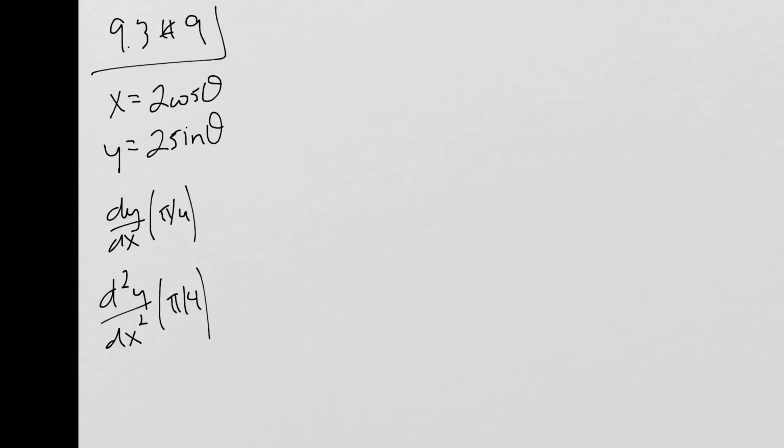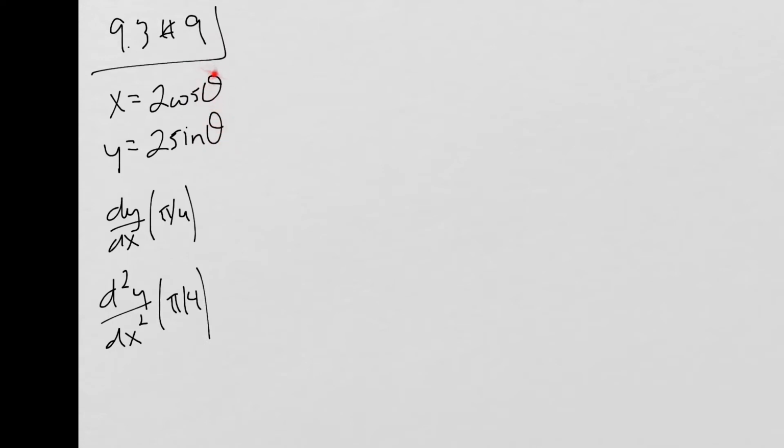Okay, here we go. 9.3, number 9. X is 2 cosine theta. Y is 2 sine theta. So here, this is the first one we've had where the parameter is not t. It's okay, we can have a parameter that's anything. But here we've got a theta.